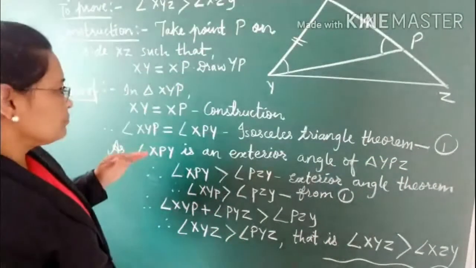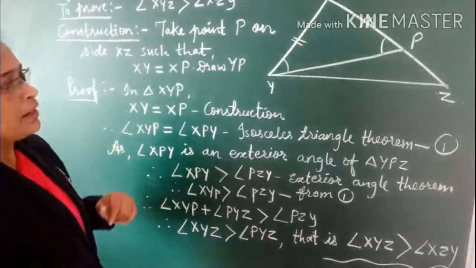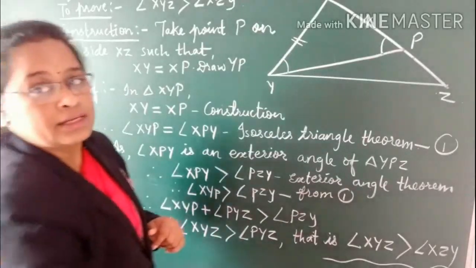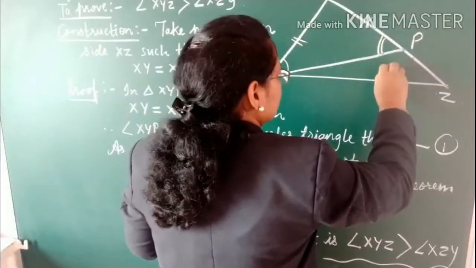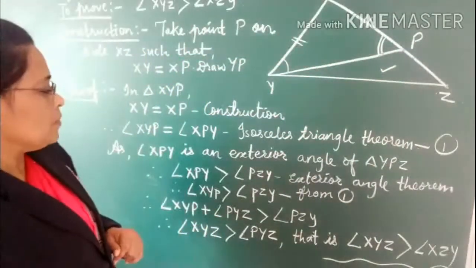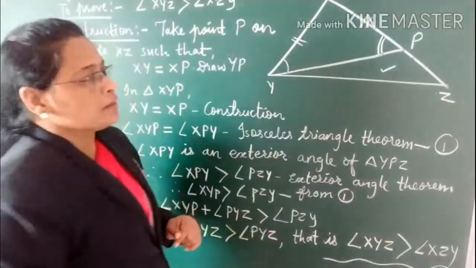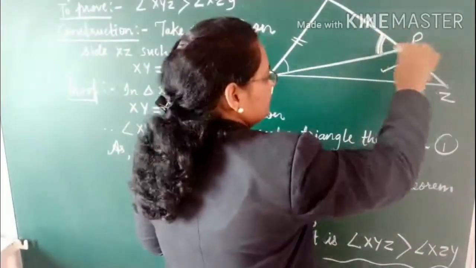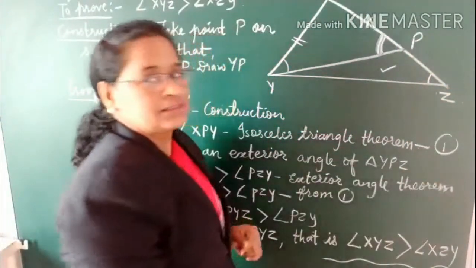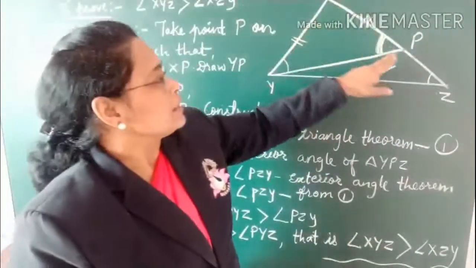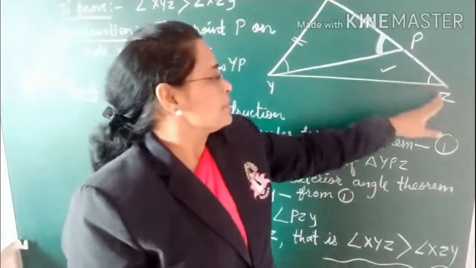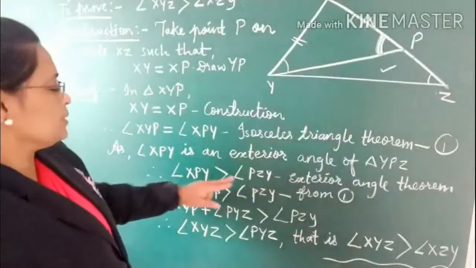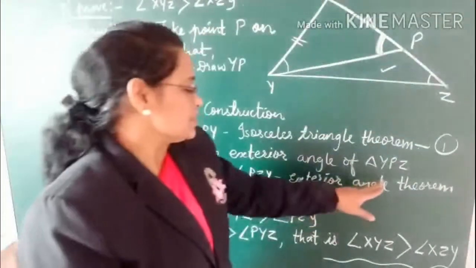Now here we'll see angle XPY. If you see very properly, angle XPY, that is this angle, is the exterior angle of triangle PYZ. So we can say by the property of the exterior angle, that the measure of the exterior angle is greater and one of the remote interior angles is smaller. So we can say angle XPY is greater and PZY is smaller. So we'll write here XPY is greater, PZY is smaller by the exterior angle theorem.